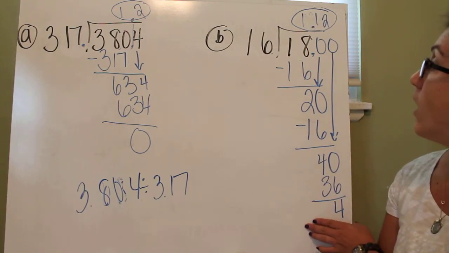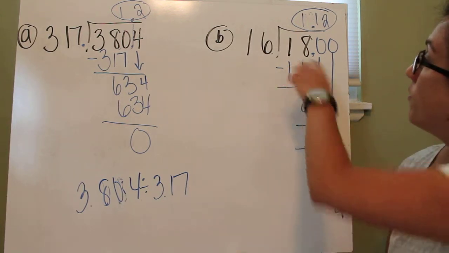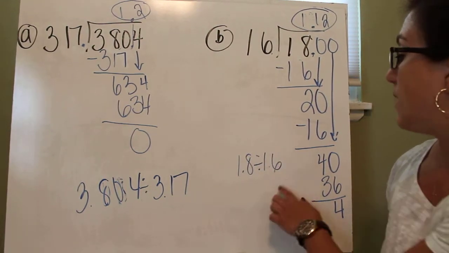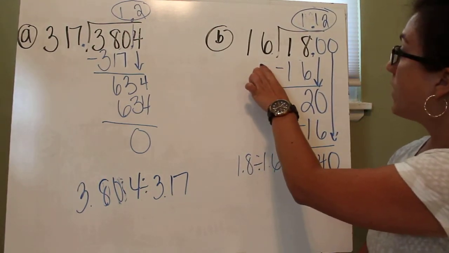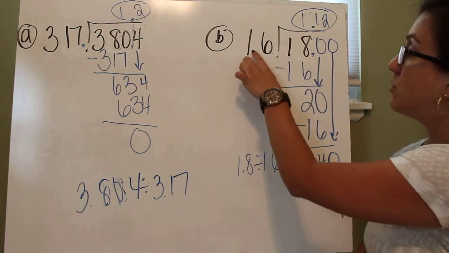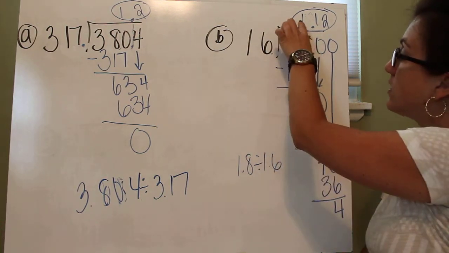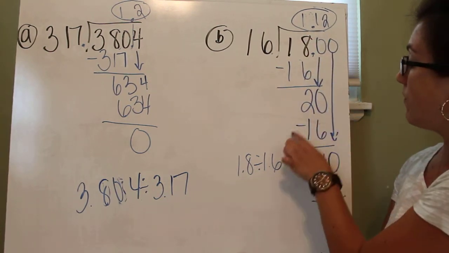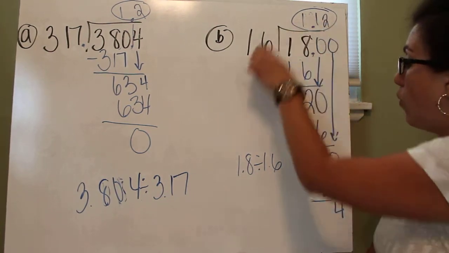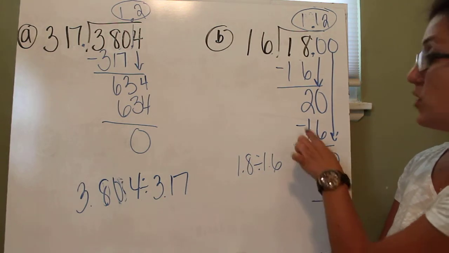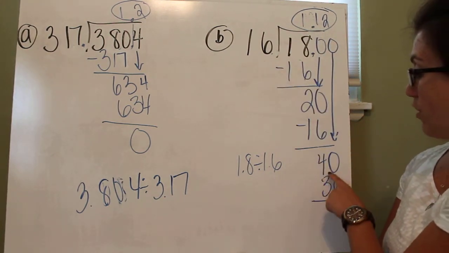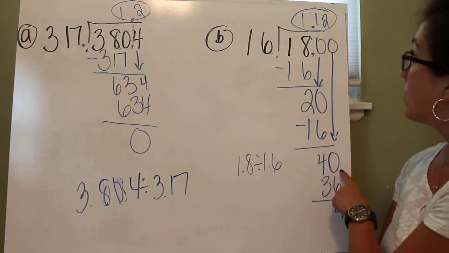Next problem. 1.8 divided by 1.6 became 16 and 18. So 16 goes into 18 once. I got 2. I added a 0. 16 goes into 20 one time. Remainder 4, drop the 0.